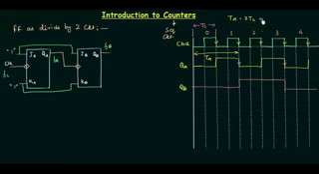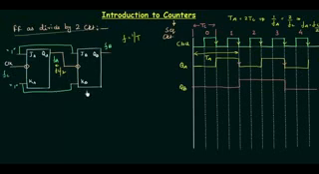And as you know about the relation between the time period and frequency, which is F is equal to 1 by T, I can write TA as 1 by FA equals to 2 by FC, or I can write FA equals to FC by 2. So FA is equal to FC by 2.